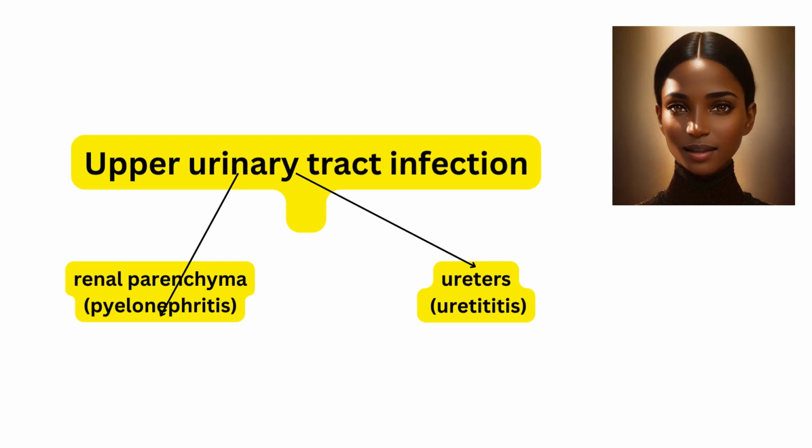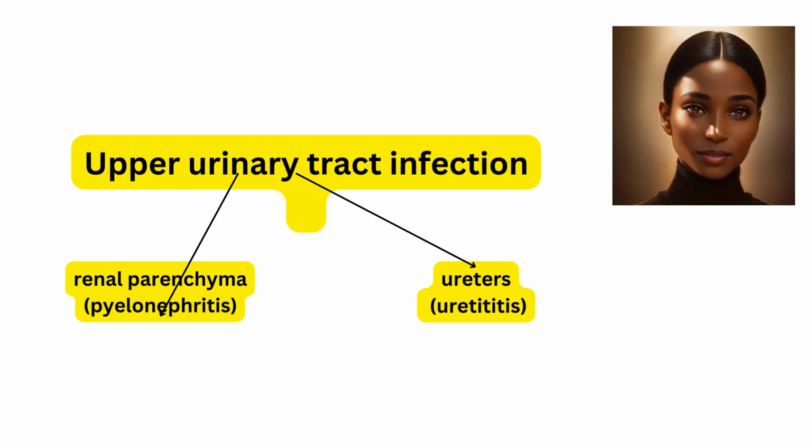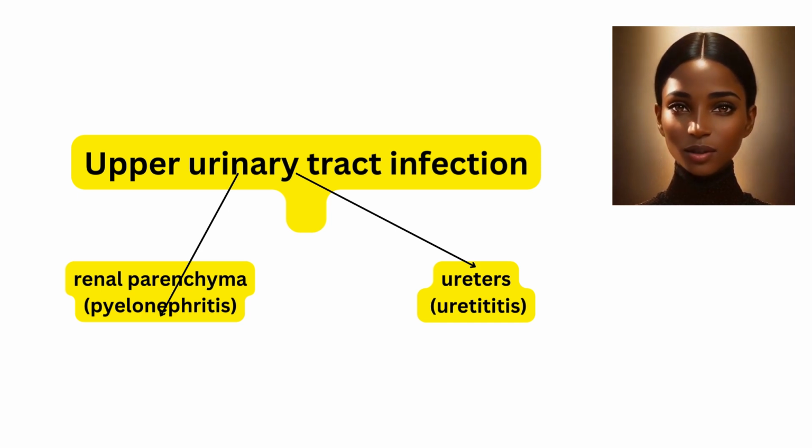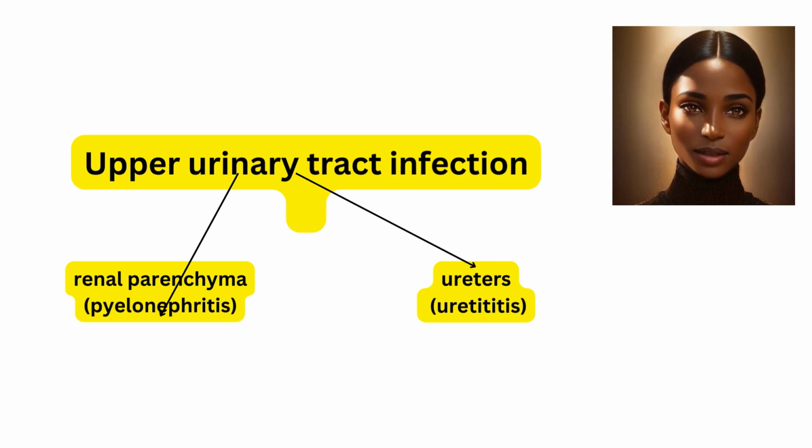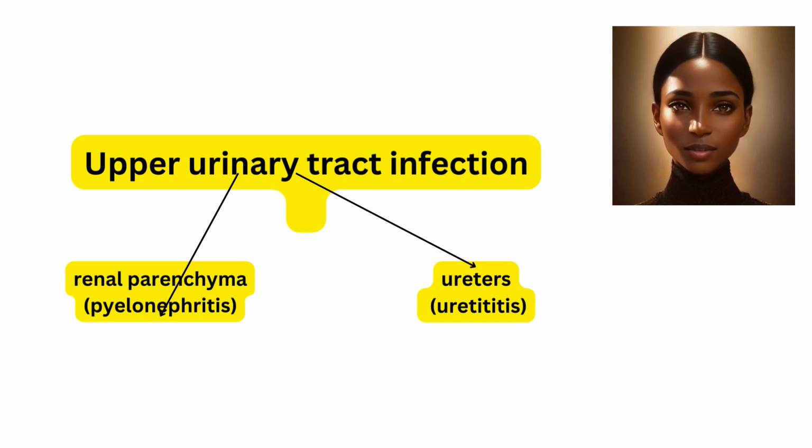Now, let us take a look at upper urinary tract infections. A urinary tract infection that is limited to the renal parenchyma or ureters is called an upper urinary tract infection. When an upper urinary tract infection is limited to the renal parenchyma, it is referred to as pyelonephritis. When it is limited to the ureters, it is referred to as ureteritis.